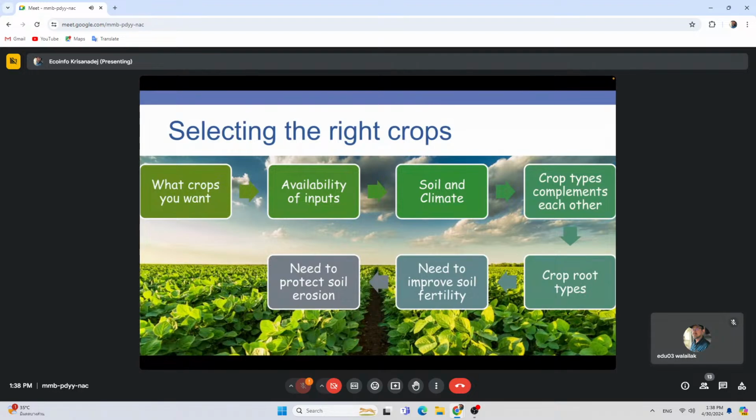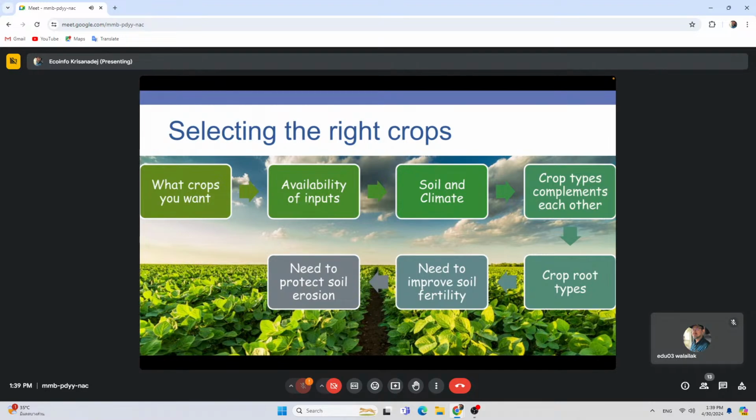The soil and the climate in your country, at your location, and crop types that complement each other that you are going to select. And then this part is more like a rule here: the root system. You have shallow root, medium root, and deep root. So you have to make sure that this year, if you plant shallow, next year you plant a deeper root system, so they can tap different levels of nutrients at different soil levels.